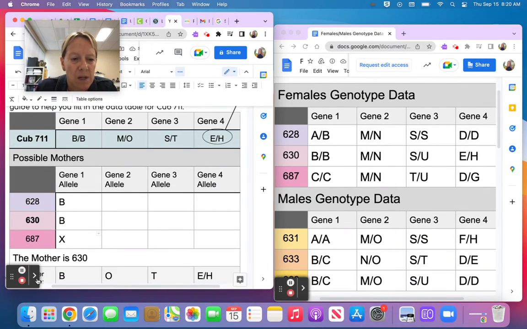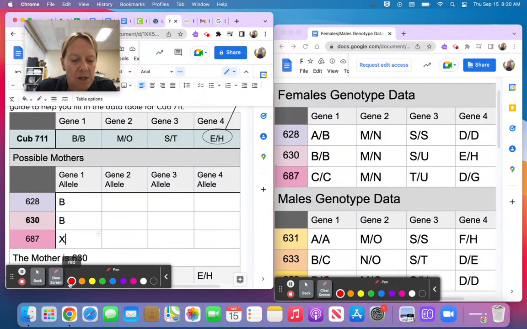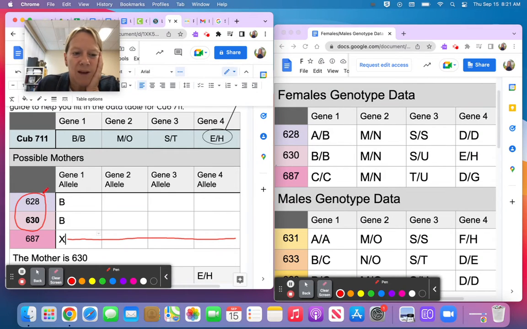And so here's the beauty. And I'm going to switch to the pen now. Sorry, I should have done that from the start. If 687 couldn't be the mom of cub 711 because it didn't have the right allele for this gene, it's not the mom. So you can eliminate her right away, all right? But we still are between these two moms. So we're going to have to go on to the next gene. That's one of the reasons it's important to have more than one gene, right?